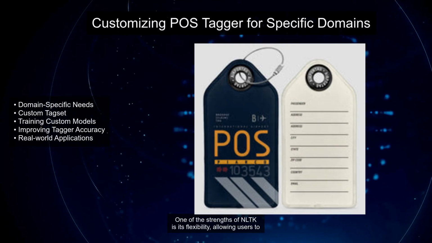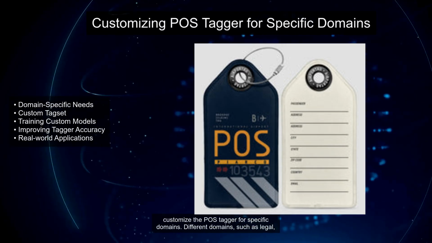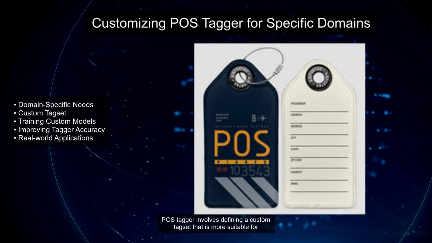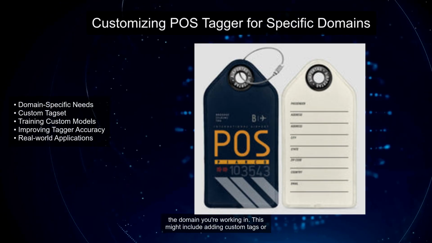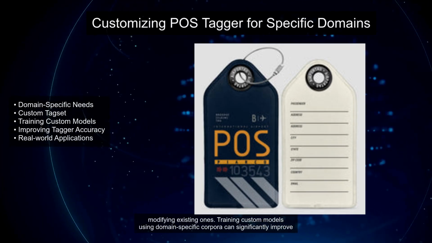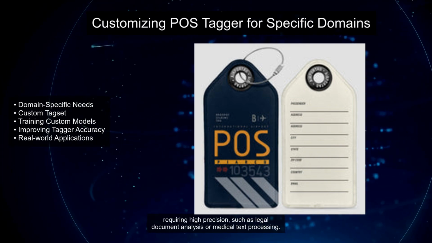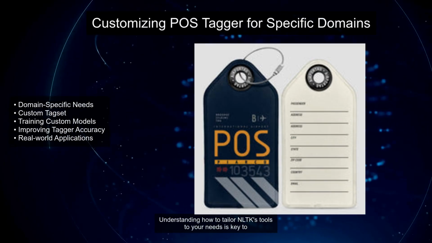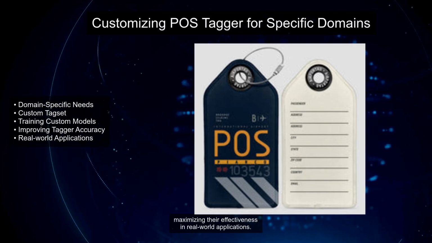One of the strengths of NLTK is its flexibility, allowing users to customize the POS tagger for specific domains. Different domains, such as legal, medical, or technical fields, have unique vocabularies and syntactic patterns. Customizing your POS tagger involves defining a custom tag set that is more suitable for the domain you're working in. This might include adding custom tags or modifying existing ones. Training custom models using domain-specific corpora can significantly improve the accuracy of your POS tagging. This customization is crucial for applications requiring high precision, such as legal document analysis or medical text processing. Understanding how to tailor NLTK's tools to your needs is key to maximizing their effectiveness in real-world applications.